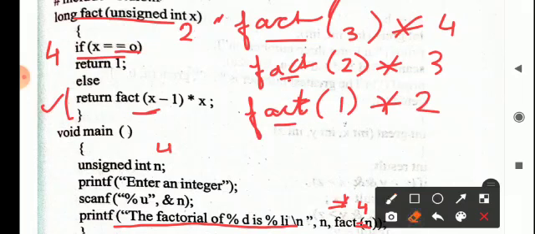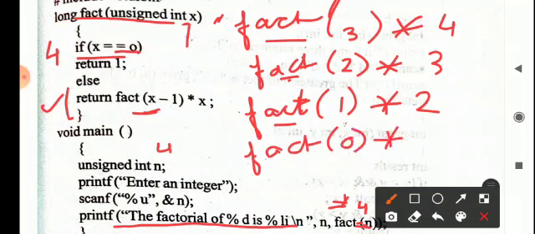Next, again you can see at this level fact of 1, that is, the function is being called. Now, this time the value of x will be 1. Again it will check, it is still not equal to 0. So the else block will execute again with this same function call. 1 minus 1 is 0, and multiply by the value of x, which is 1. Clear? Now, fact of 0 is being called. Again it will go back with the new value of x as 0.